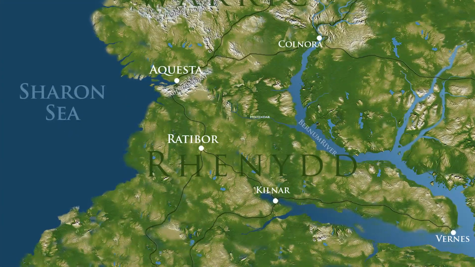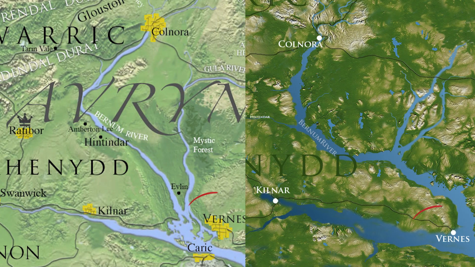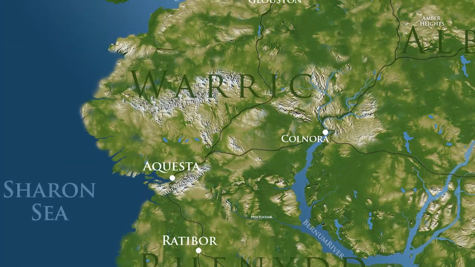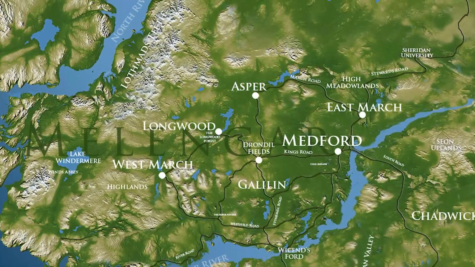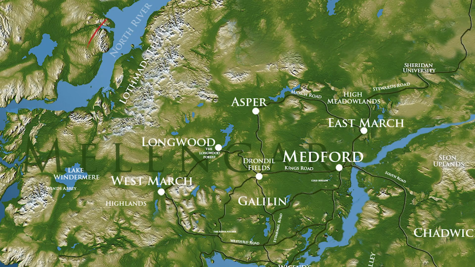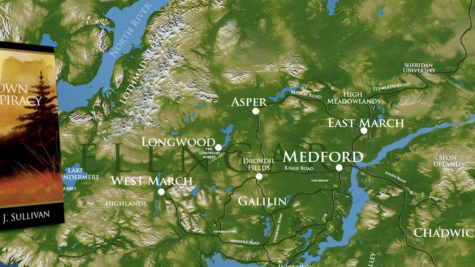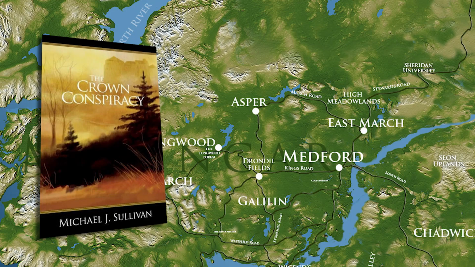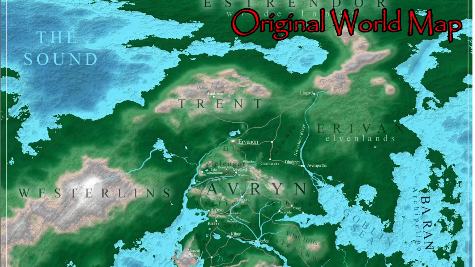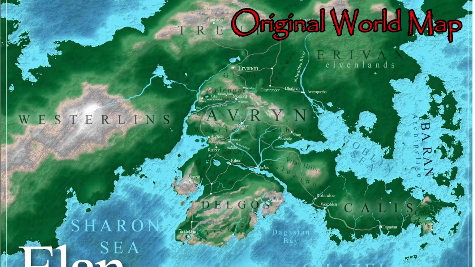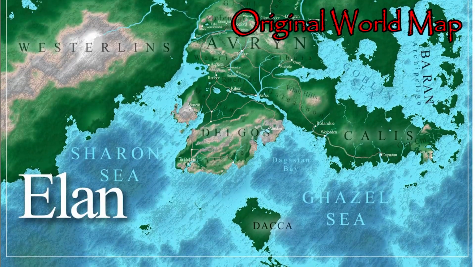Another interesting map is the Western Avryn Map. While this one does have some inconsistencies with the Elan Standard Map, such as the location of Vernes, it does have one of the most detailed renders of Mellingar, including notations such as the North River and Longwood Forest, which don't appear on any other map. So this map is certainly a good one to have during books that heavily take place in Mellingar, such as The Crown Conspiracy.